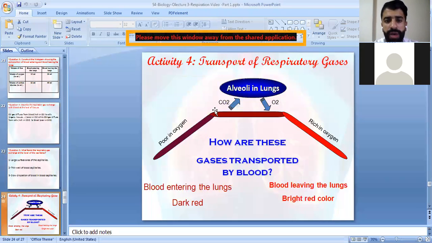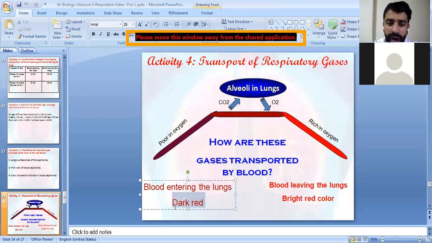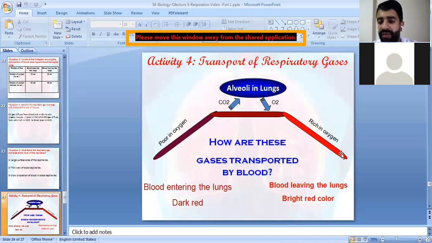Activity 4, talking about the transport of respiratory gases. Blood entering the lungs has a dark red color. Why? Because it's poor in oxygen. While blood leaving is going to be bright red in color. Why? It's rich in oxygen.